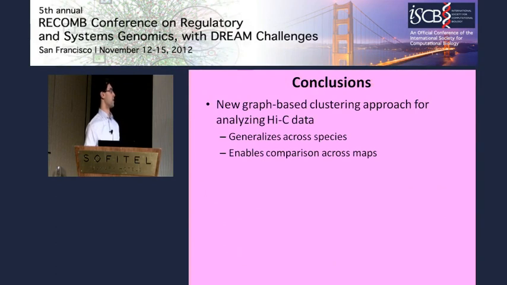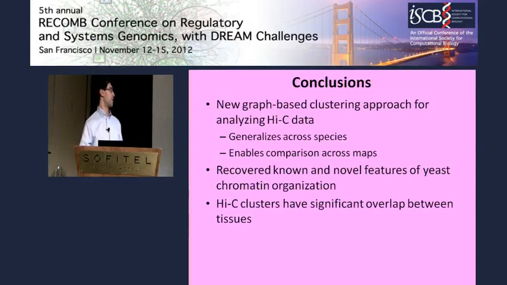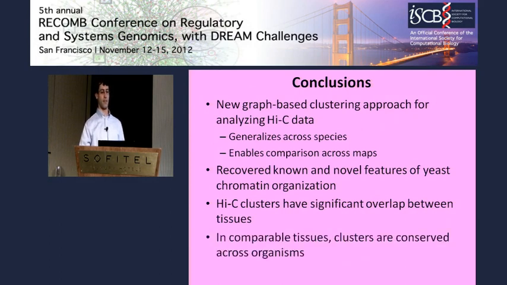So in conclusion, we produced a new graph-based clustering approach for analyzing Hi-C data. This generalizes across different species, so it can be applied to yeast, human, mouse, or other species as well. It enables comparison across different maps using this clustering approach, which makes that a little simpler than some other possible methods for doing it. We recover known and novel features of yeast chromatin organization. We show that Hi-C clusters have significant overlap between different tissues in the same species. And finally, we show that in comparable tissues, clusters are conserved between different organisms.